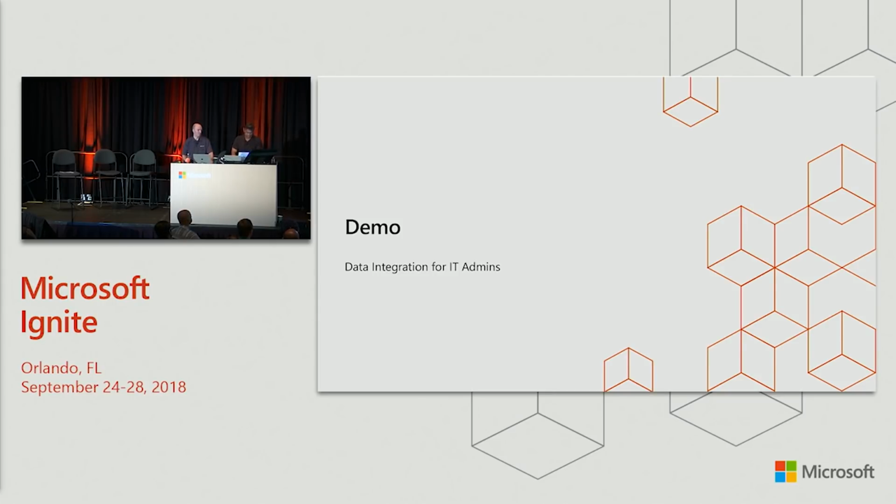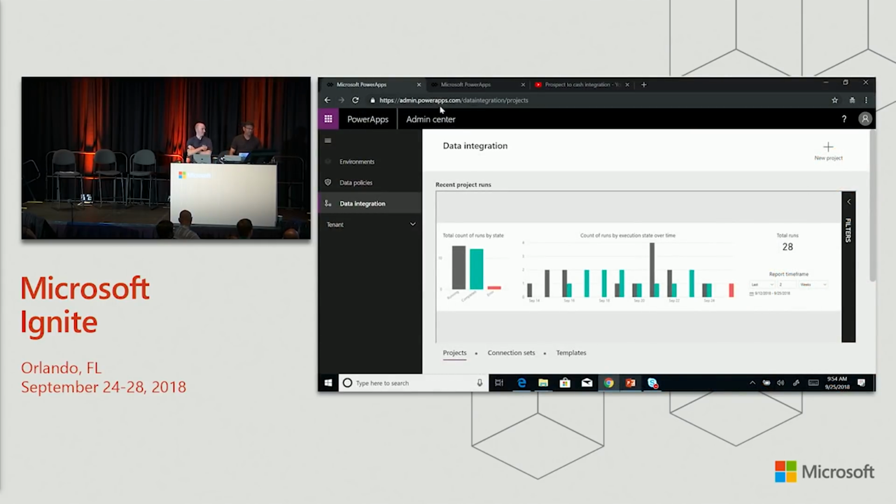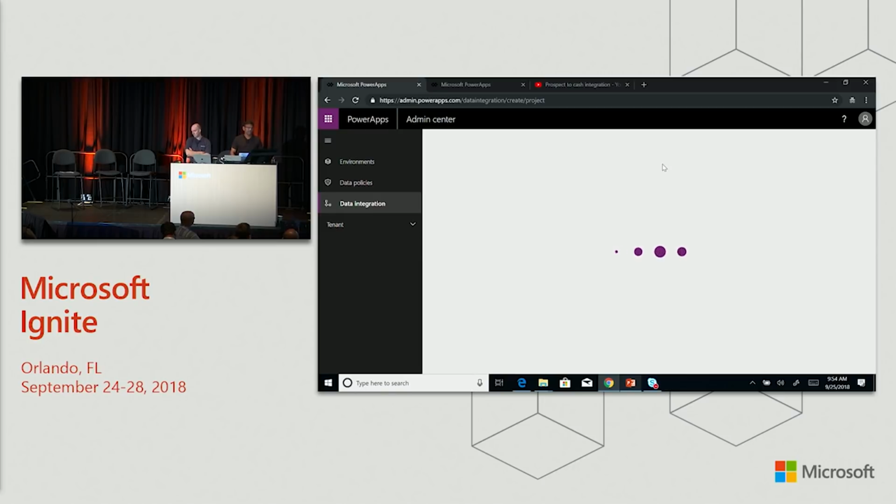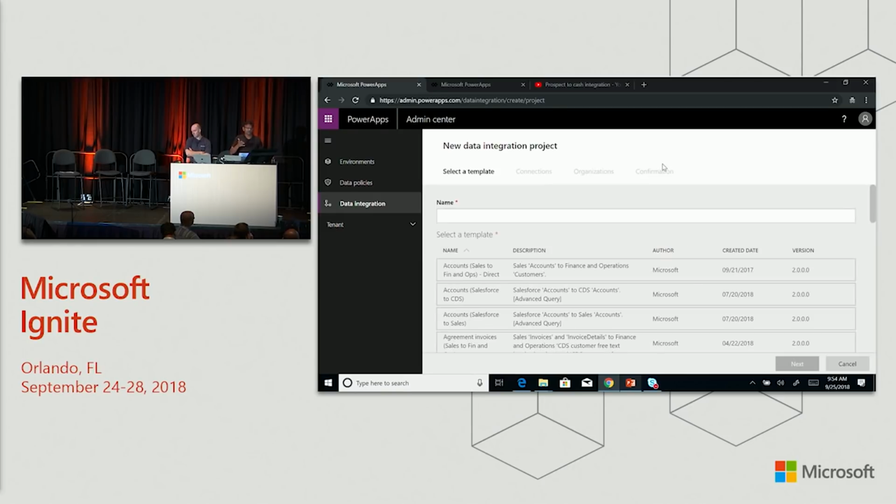OK. So what you see here is admin.powerapps.com, which is where you need to go as an administrator. And what you see here is a set of data integration projects that you have. You can always go ahead and create a new project if you so desire. And we don't have to, because I'm just going to show you what it means to create a new project. And then initially, what you get asked is a name, so I'll just say here, Ignite demo. And you get all kinds of templates that are out of the box, ready to start.